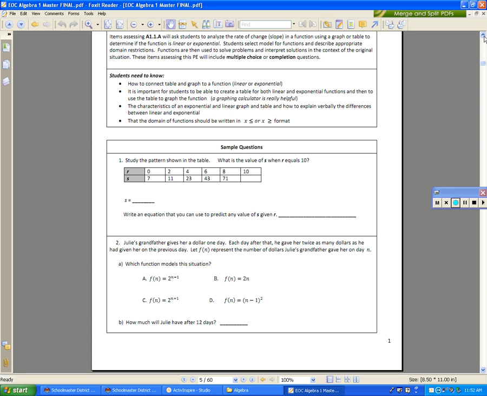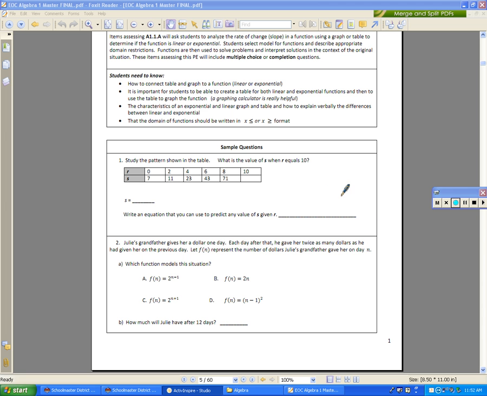Each day after that, he gave her twice as many dollars as he had on the previous day. Let F of n represent the number of dollars Julie's grandfather gave her on day n. And the question is, how much will Julie have? Oh, first one is which function models the situation. So we have to figure this out here. We're going to make a little table.